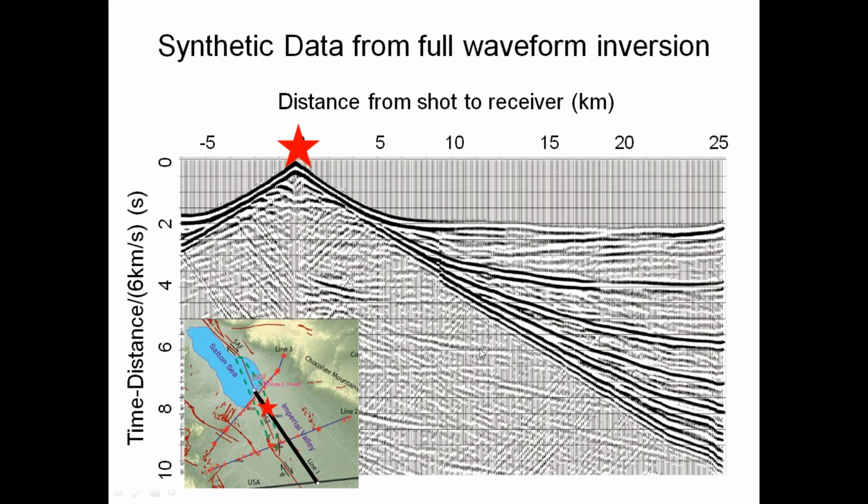This is synthetic data from full waveform inversion. The synthetic data from full waveform inversion provides more details in the waveform, and it matches the waveform at a distance of 10 to 15 km better than travel time tomography.